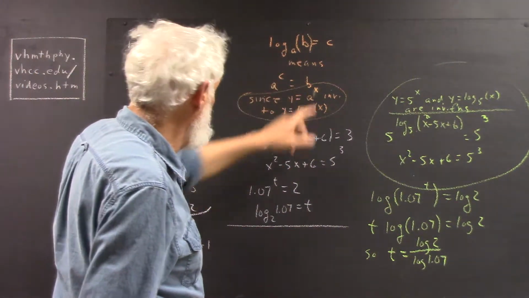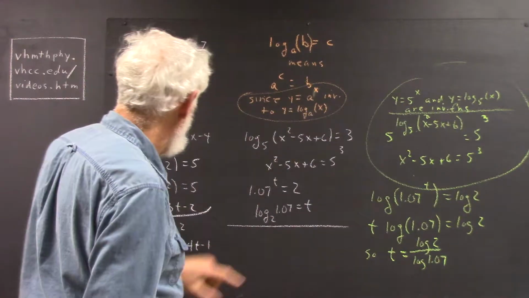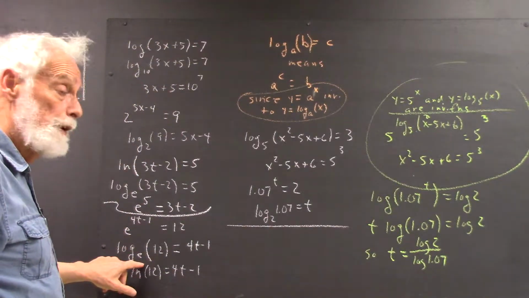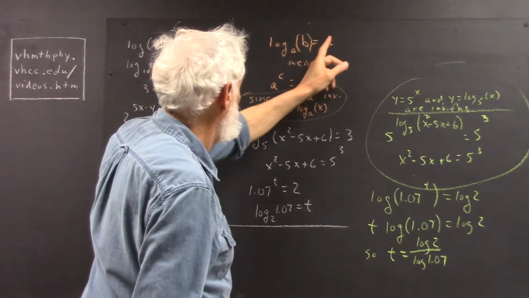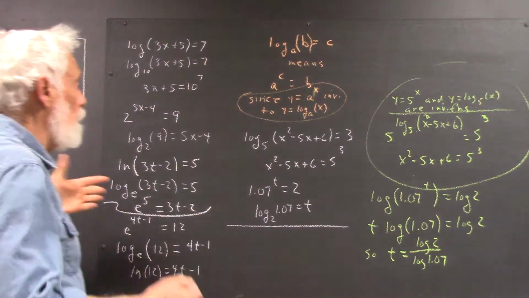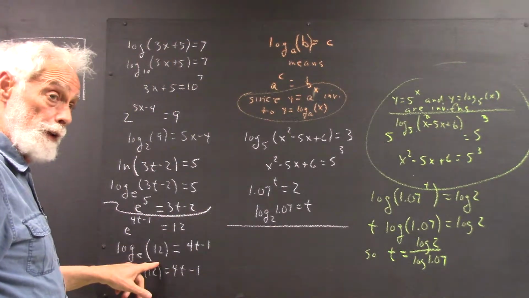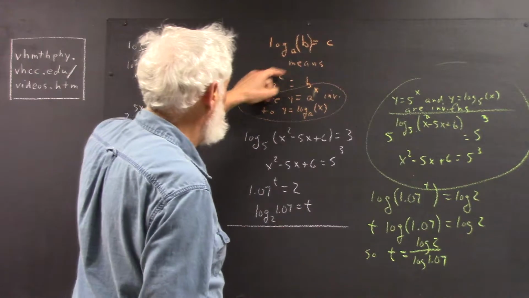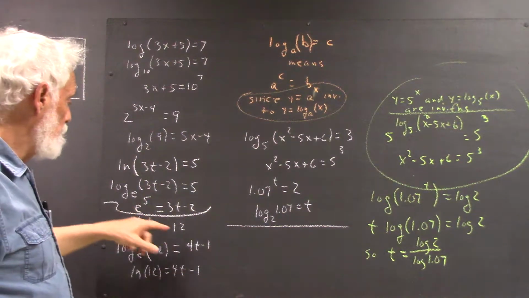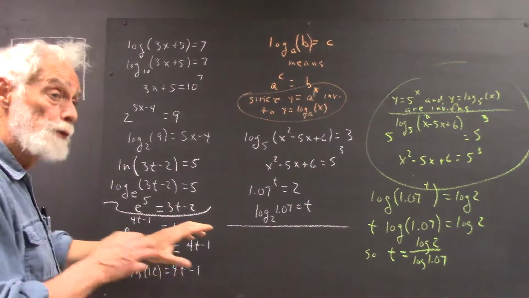That's of this form, a to the c equals b, where a is our base, e, c is the exponent, 4t minus 1, b is 12. So we write log base a of b. I'm sorry, it's log base a of b, and b is the 12 that we had on the other side of the equal sign. And the exponent is going to be the c that's on the other side, 4t minus 1. So e to the 4t minus 1 equals 12 means log base e of 12 equals 4t minus 1. That's an inverse relationship if you think about it.